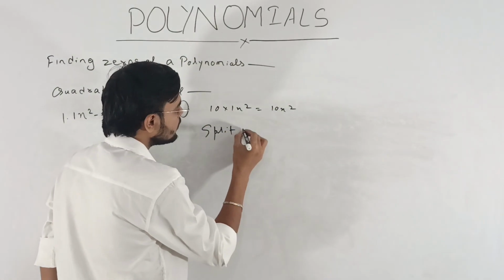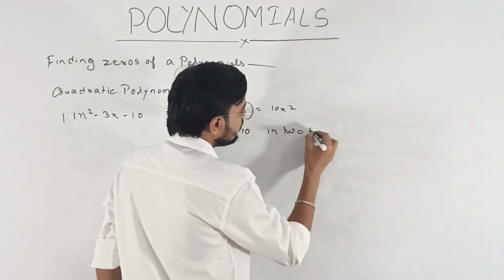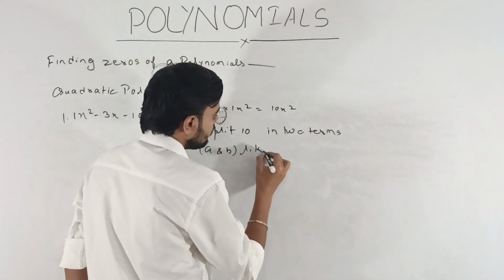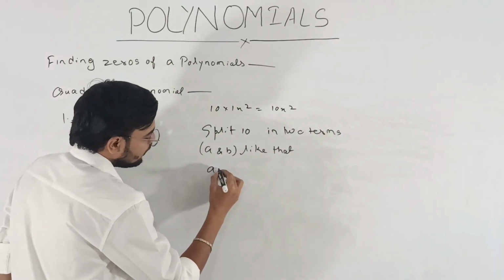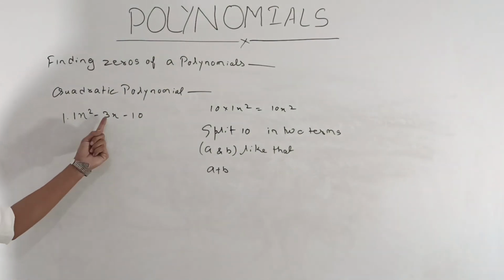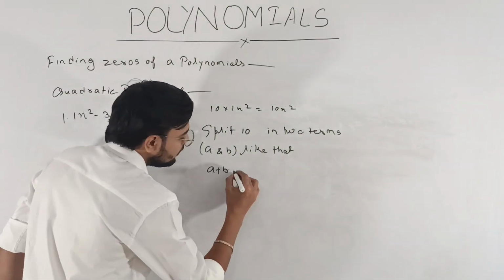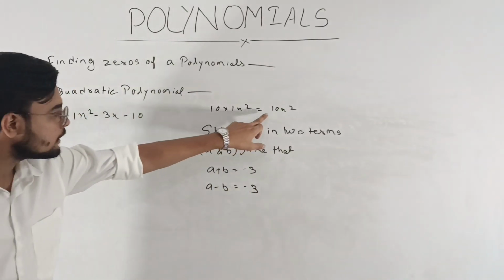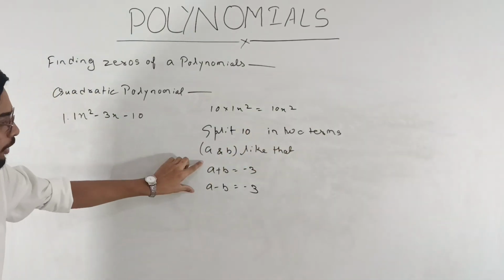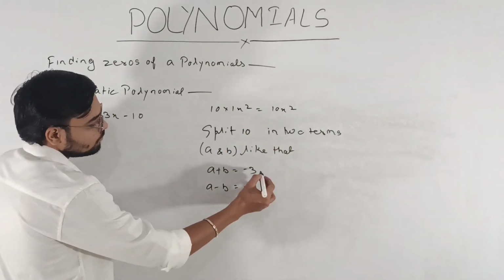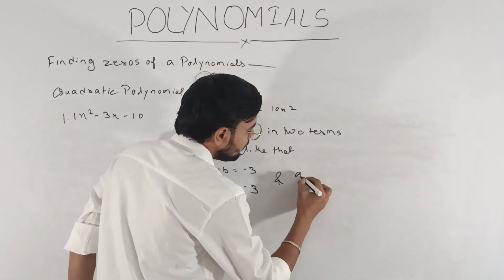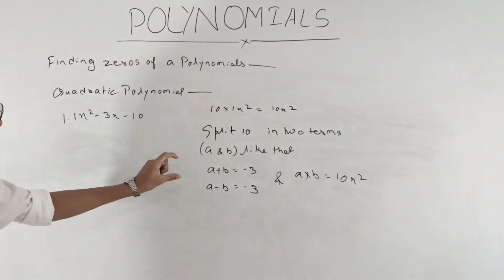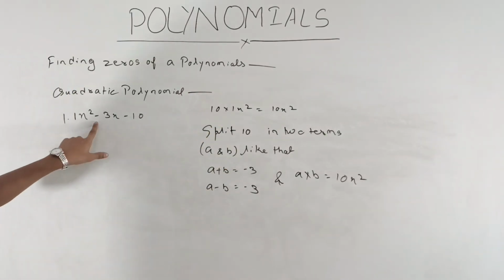Now in the second step we split the middle term into two terms. Suppose we split it into terms a and b, such that if we add a plus b, we get minus 3, and if we multiply a and b, we get 10x square. Split it like that. If we add these two terms, we get minus 3. Why? Because the middle term is minus 3.